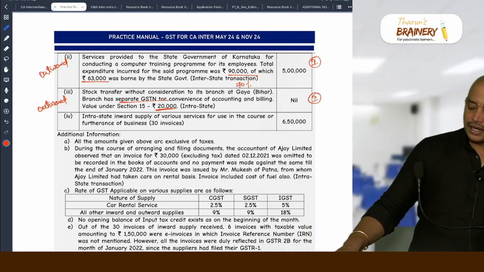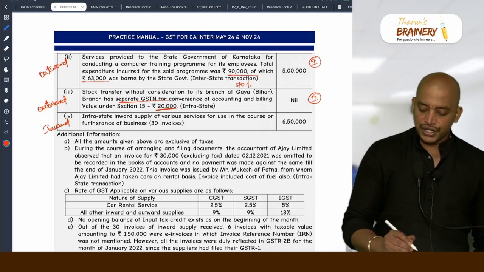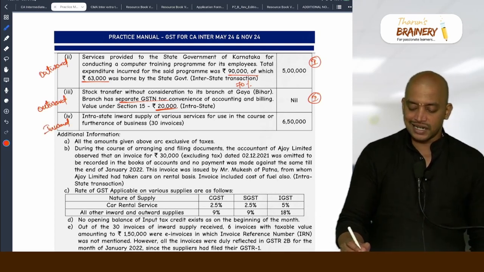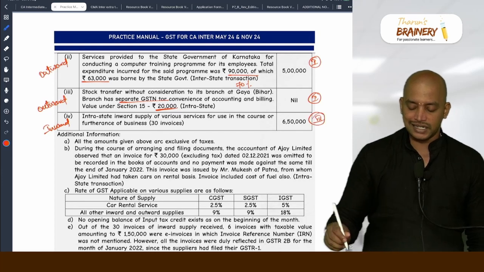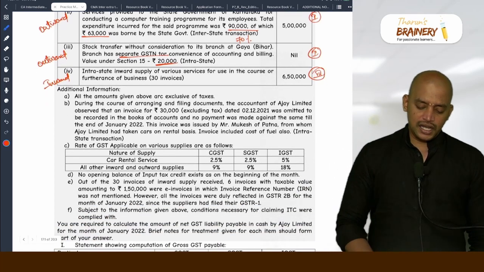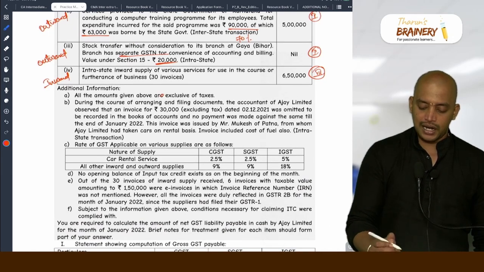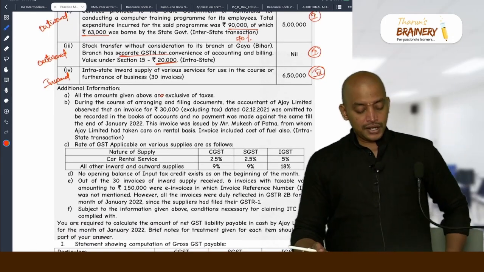Intrastate inward supply of various services. Inward supply for use in the course or furtherance of business, 30 invoices. So, it will come in statement 3. All the amounts given above are exclusive of taxes.